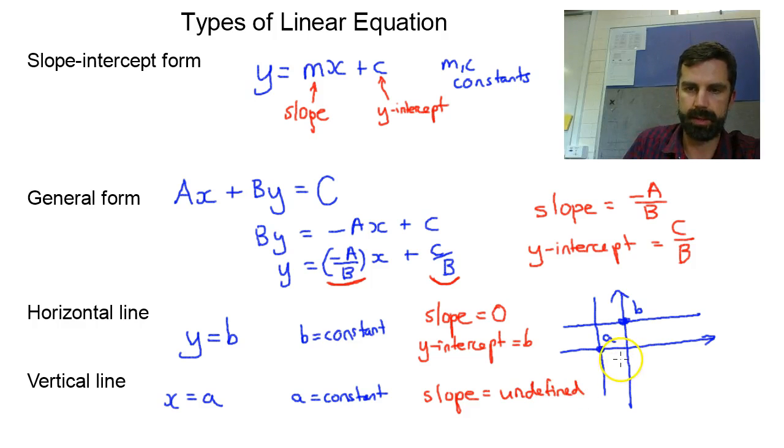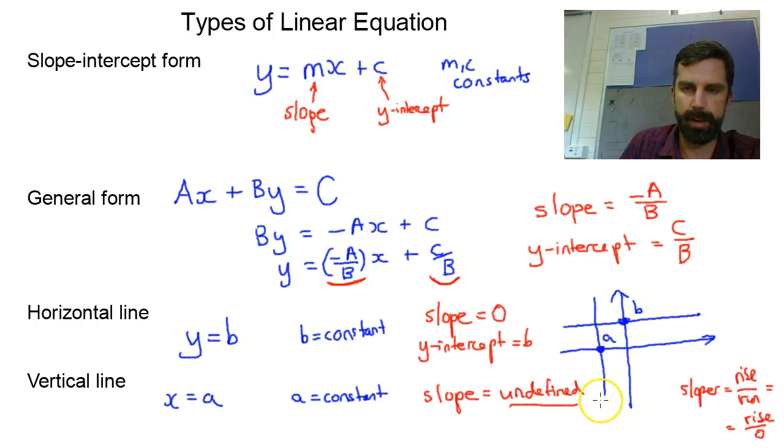Because if you think about it, it's rise over run, and if you're on a vertical line, the run will always be 0. So if you remember, slope equals rise over run. If the bottom line of this is 0, you'll always get undefined if you try and calculate that.